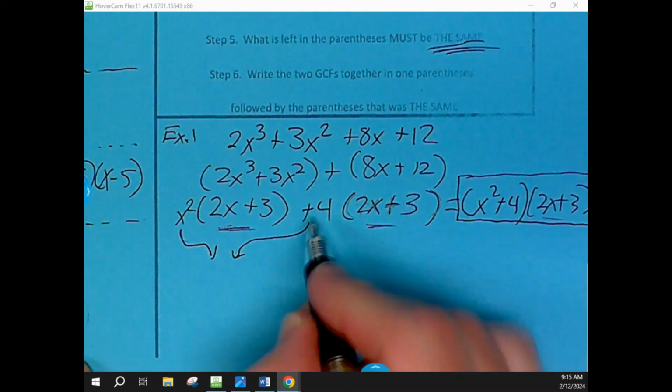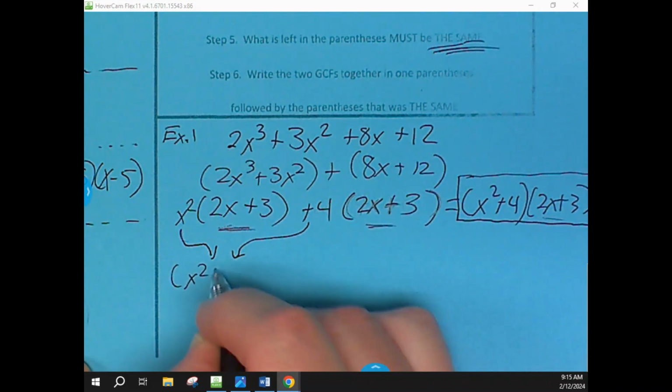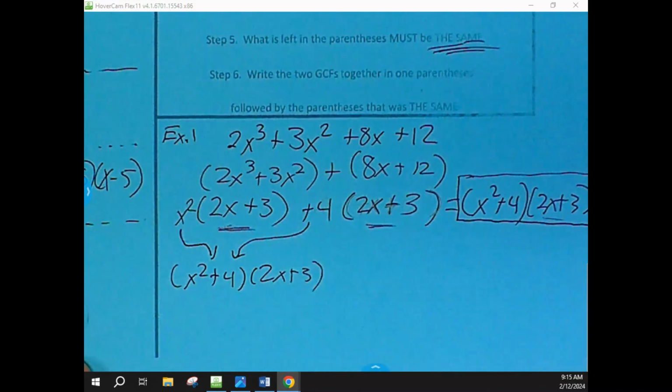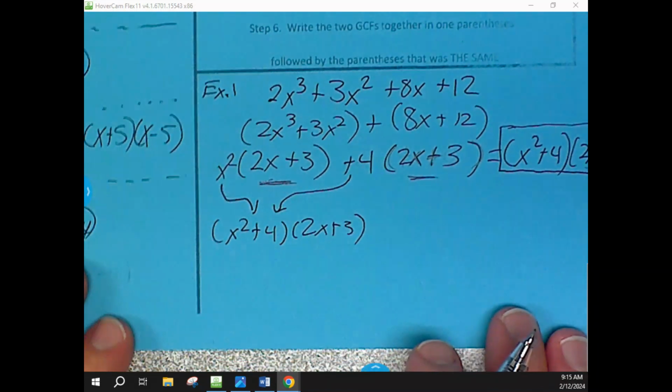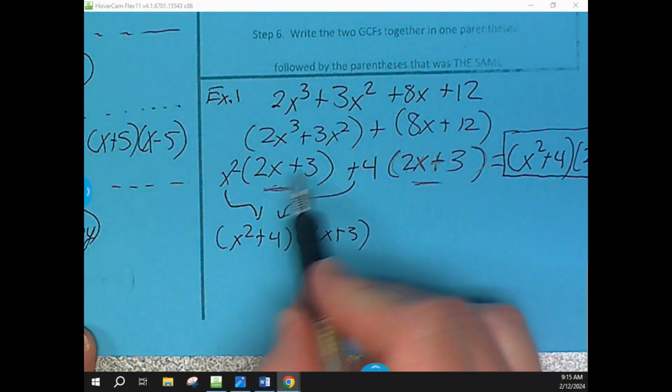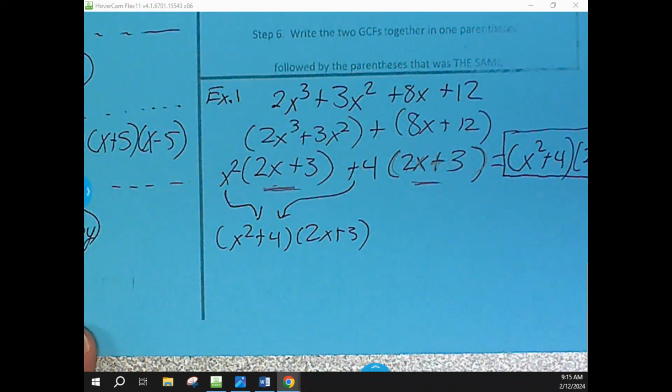That we're going to take the x squared and the 4, put them together in one parentheses, and then this one's just going to follow back behind it. So you always put that parentheses, you have things in front of the parentheses? Yep. So whatever you have in front of the parentheses, they'll go together in one parentheses, and then whatever you have falling behind it, they'll go in the next parentheses. Okay.